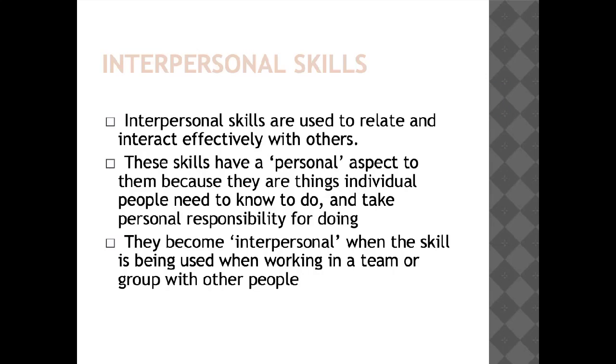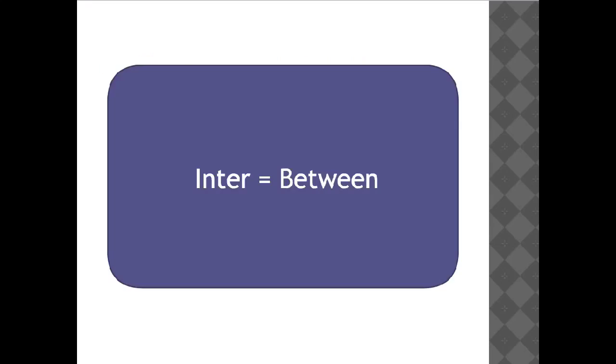So what are they? Interpersonal skills are used to relate and interact effectively with others. These skills have a personal aspect to them because they are things individual people need to know to do and take personal responsibility for doing. They become interpersonal when the skill is being used when working in a team or group with other people. Just to break down what interpersonal means, inter equals between, so basically interpersonal means between two people.